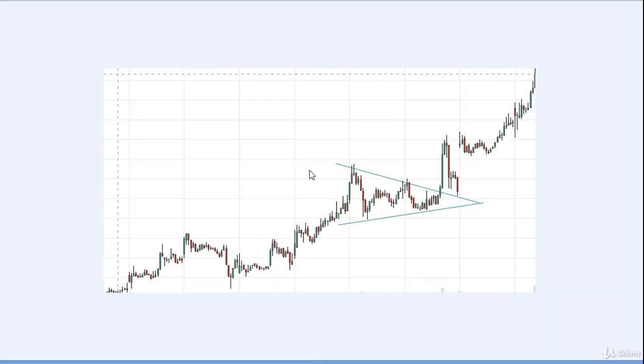This is an example of a symmetrical triangle pattern. We just join all the highs and lows with trend lines and get a triangle that is symmetrical in shape. At this point, the range is almost zero and the breakout occurs in the upward direction. The previous trend was an uptrend and for some time the prices went into consolidation, and after this breakout in the upward direction, the trend resumes. So we can make our buying position here when we get a breakout in the upward direction.